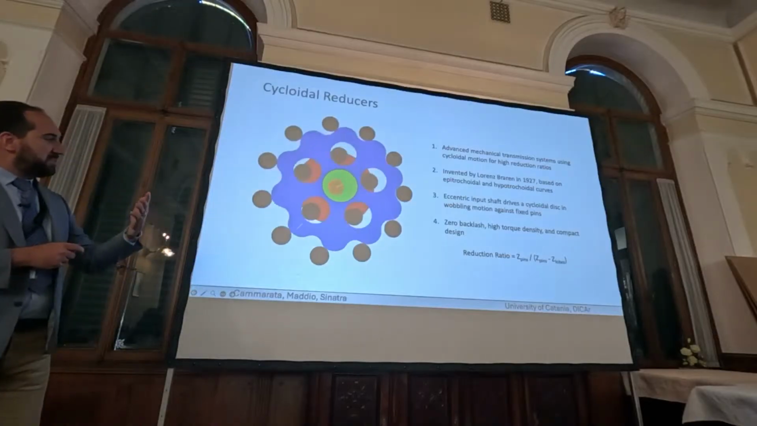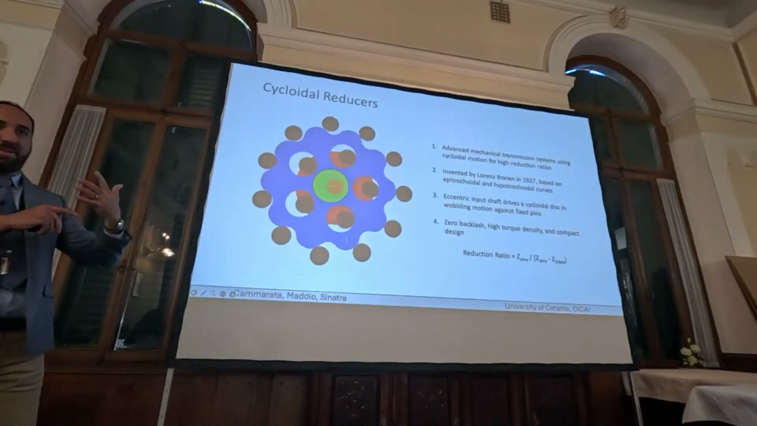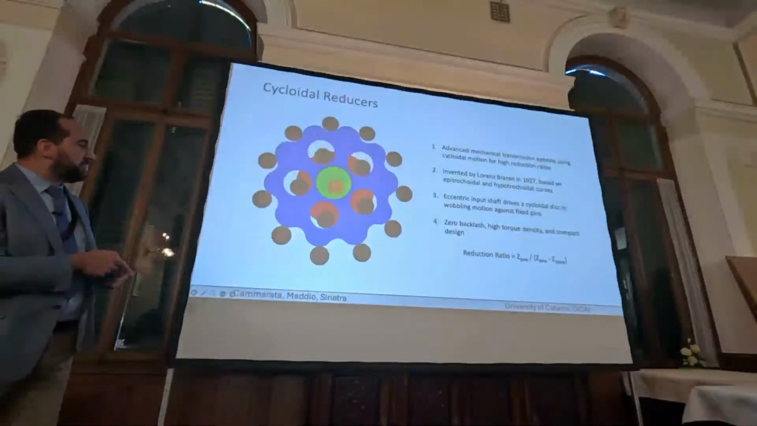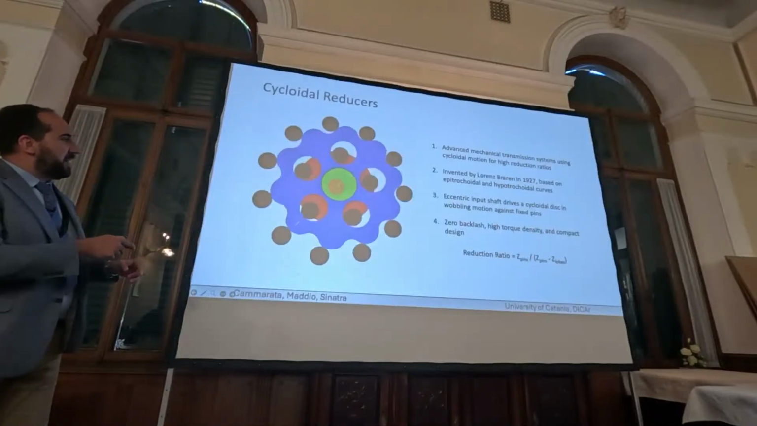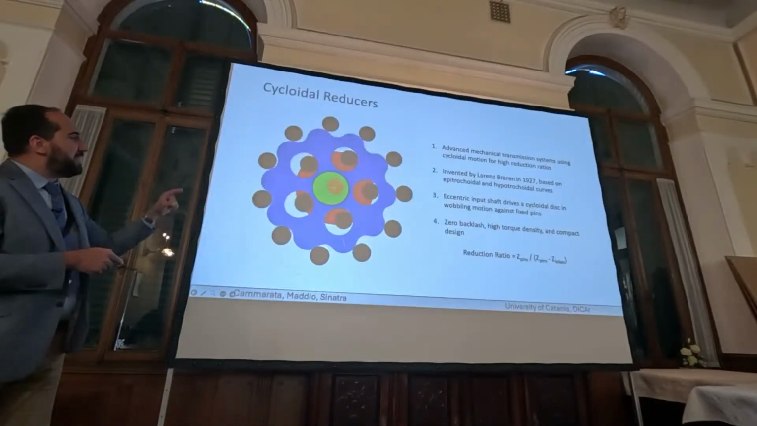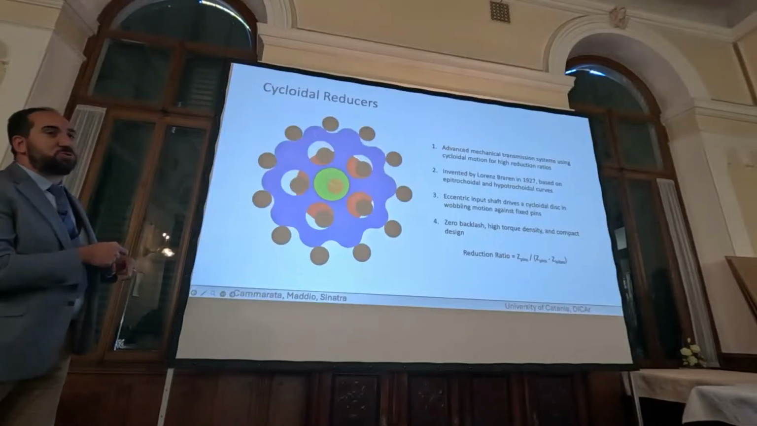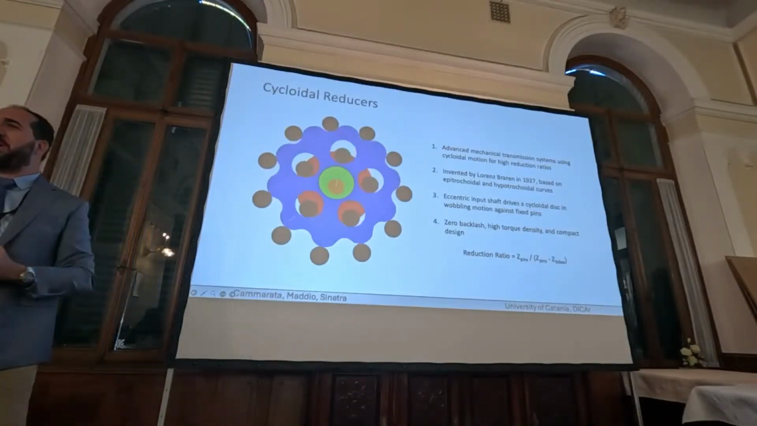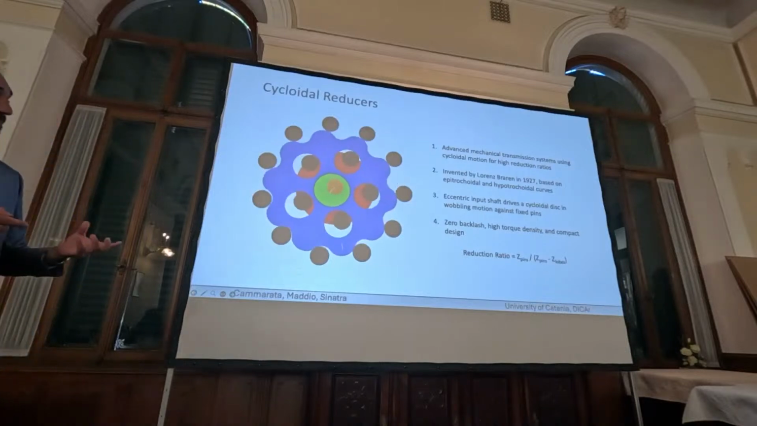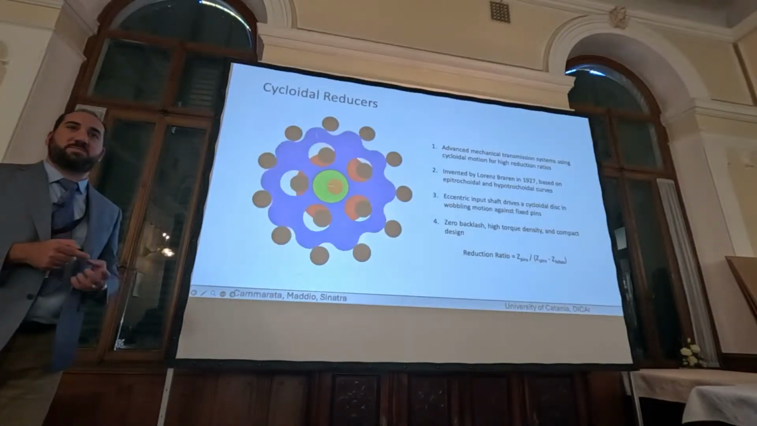And what happens? It jumps, and when it goes in contact with these black pins, it makes a revolution, and inside this you have the output shaft. The output shaft is the red one. So it's quite strange. But what is the particularity of these mechanisms?